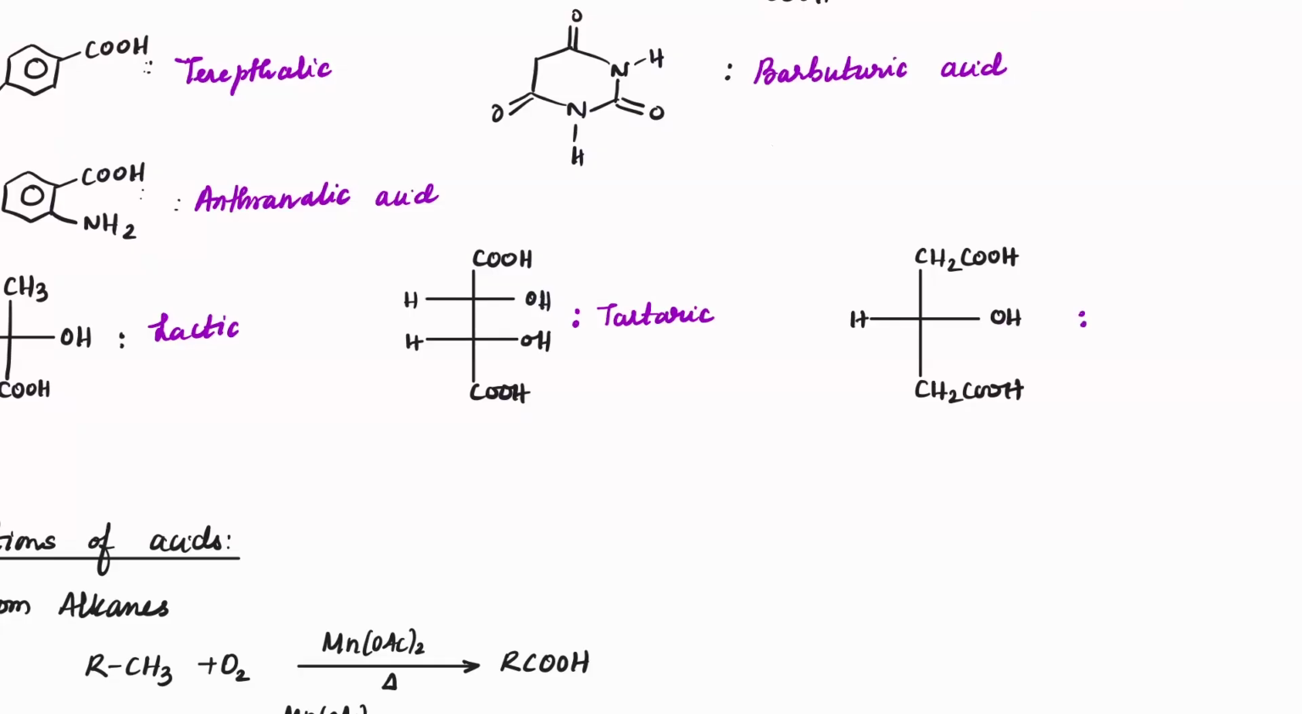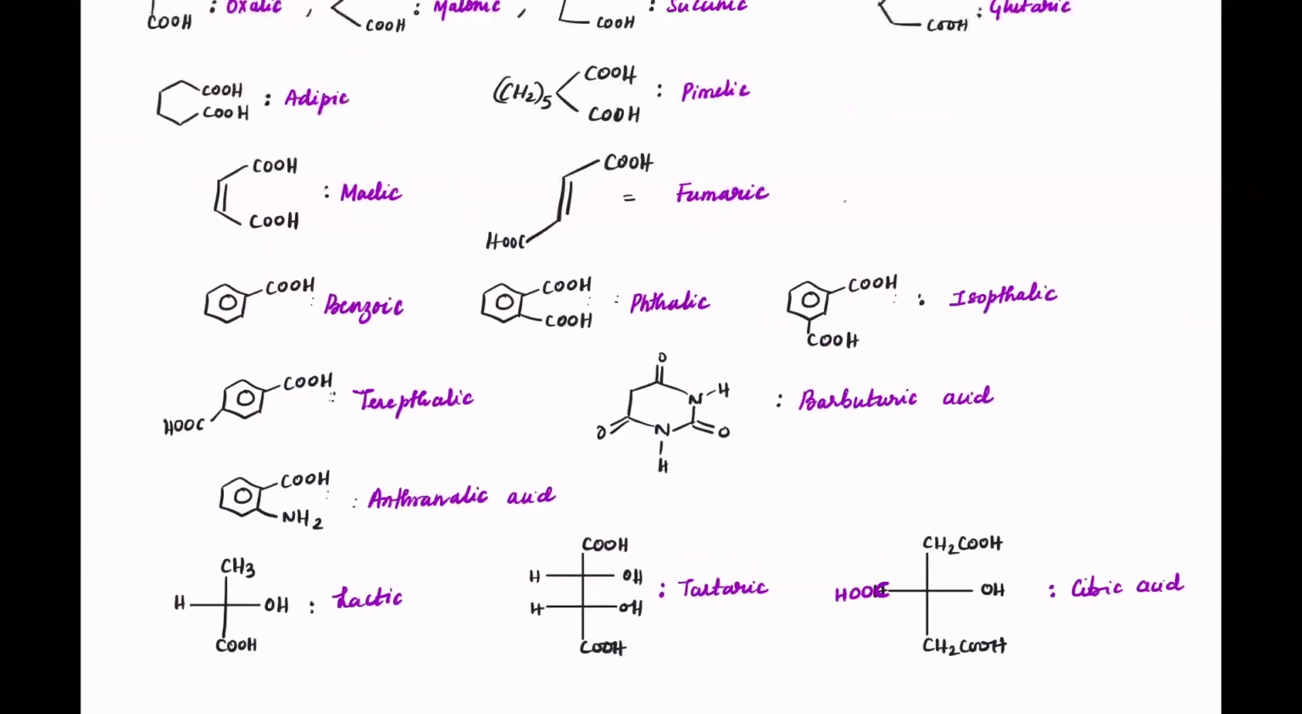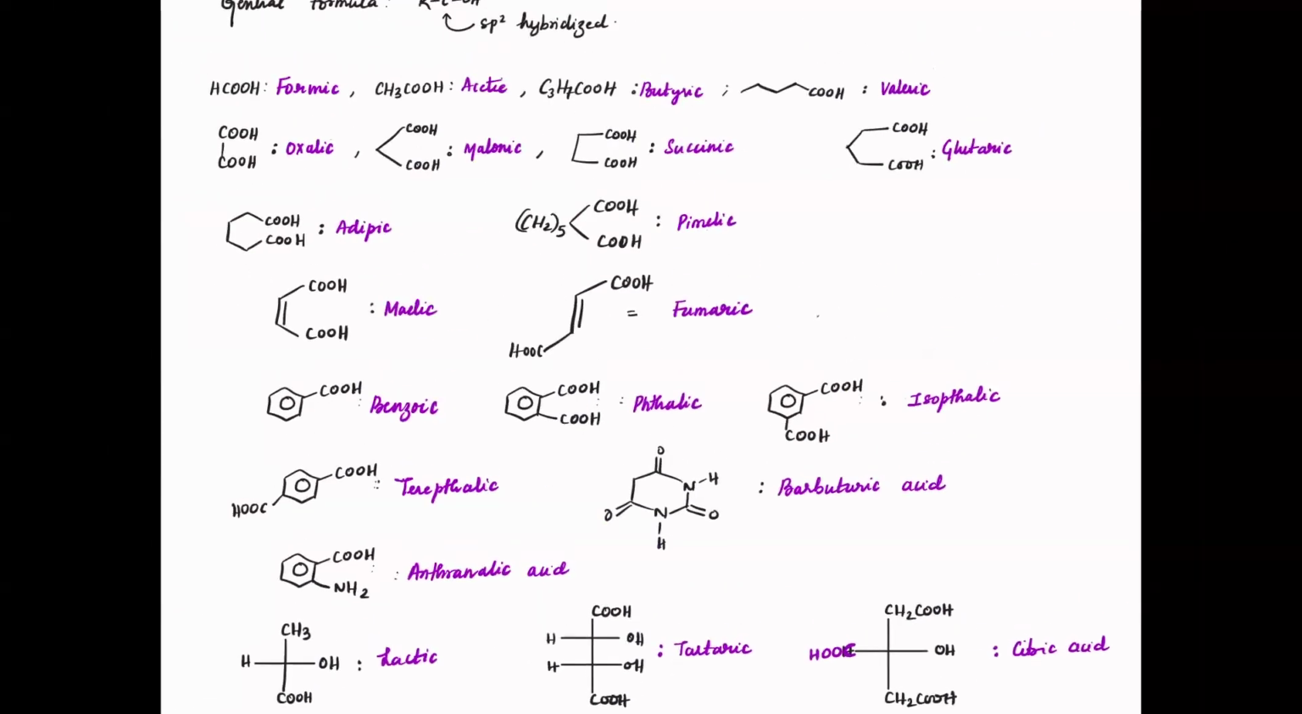And in case you have, sorry, here it should have been COOH. So in case you have 3 COOH groups and one OH group here, this is called citric acid. Got it? Done. These are the common acids that we must know.